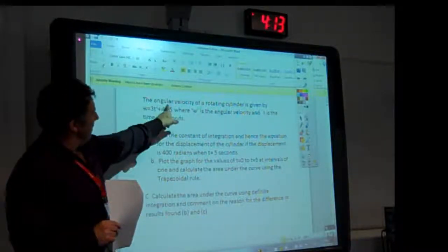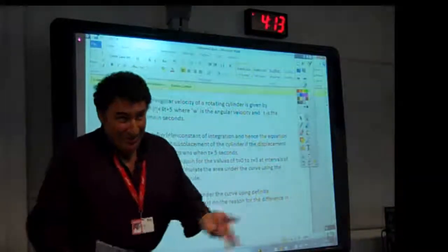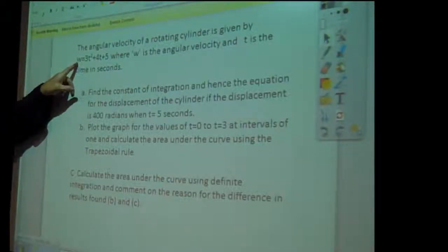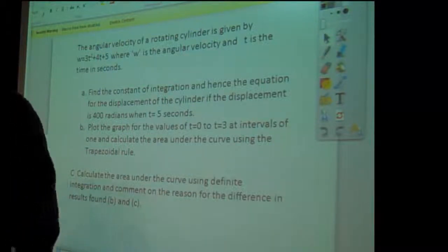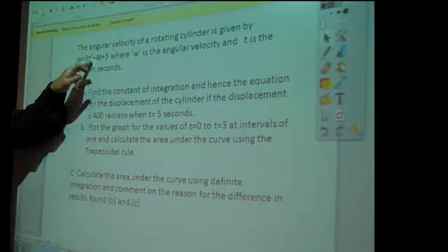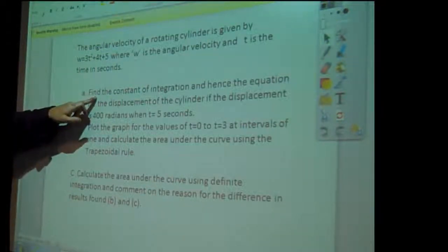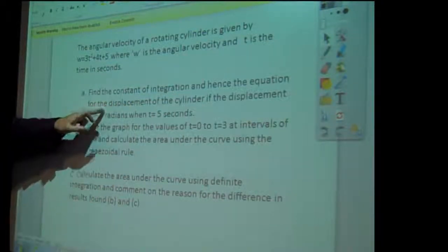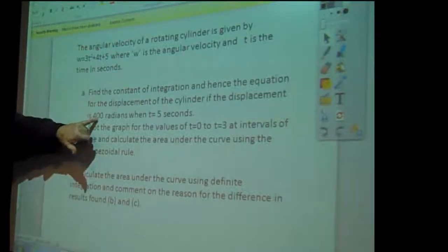We've got a rotating cylinder, so it could be a drum, a washing machine, or a wheel, in fact anything like that. This is the angular velocity W. It really is a Greek letter called omega, just like a W, but we'll just call it W. This is the equation they give you for the angular velocity. What they want you to do is find the constant of integration and hence the equation for the displacement of this particular cylinder. They do give you the displacement.